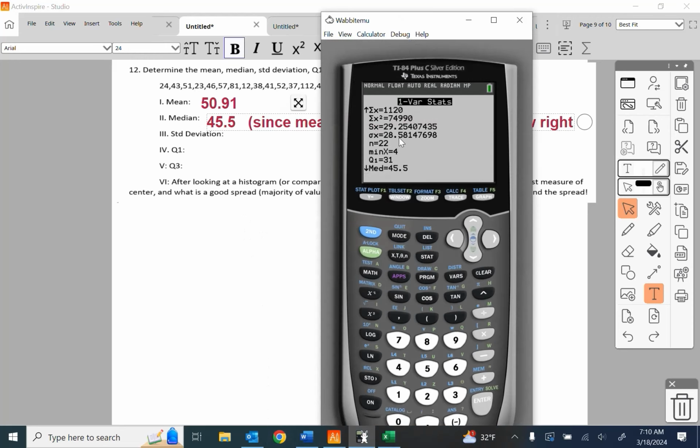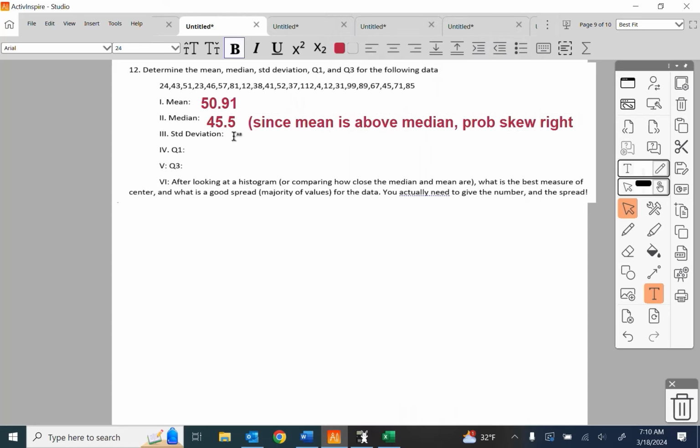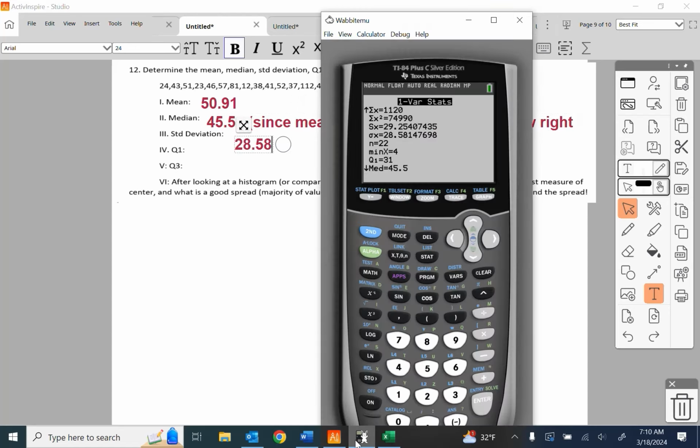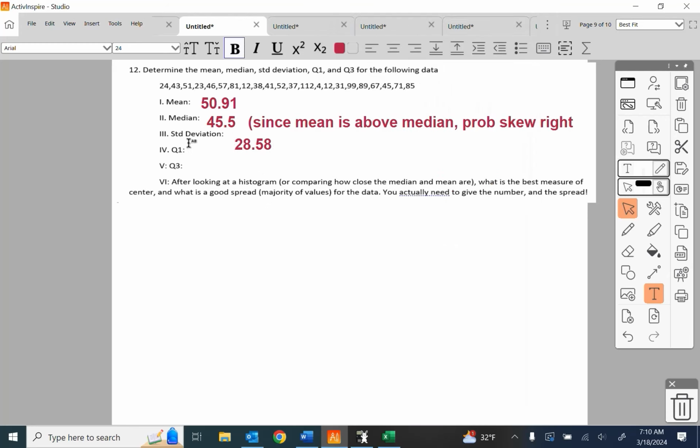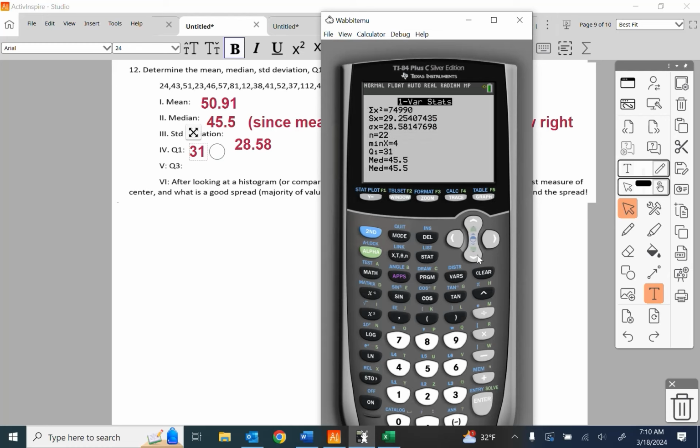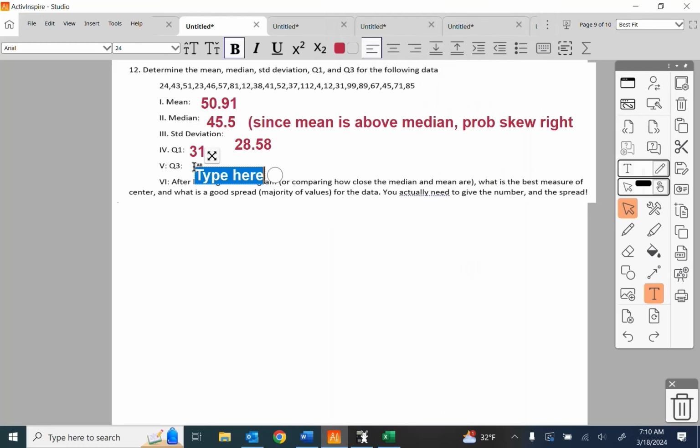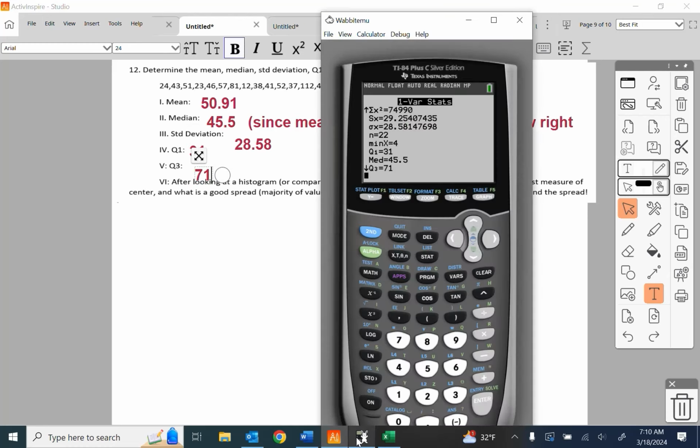Standard deviation is going to be sigma 28.58. What's quartile 1? 31. And quartile 3 is going to be 71. So let's look at the histogram here.